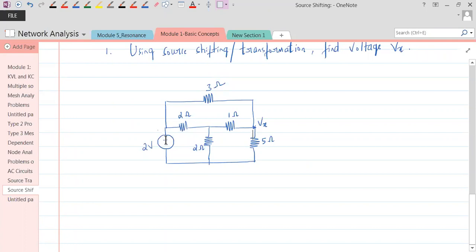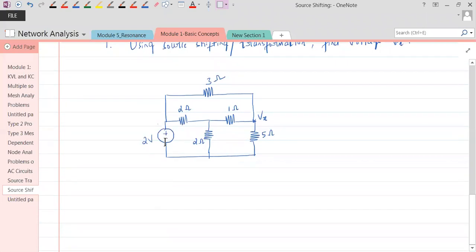That is what shifting and transformation means. There is a voltage source here. If you have to transform, you have to transform only this. For this to be transformed, there has to be a resistor in series with it. Is there a resistor in series with the 2 volts? That is the question.